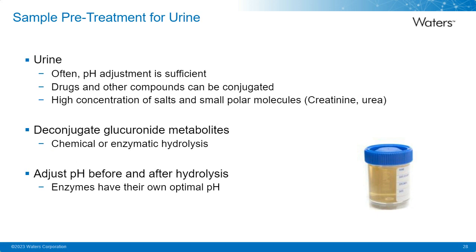When we're looking at urine, drugs and other compounds such as steroids may be conjugated. So we may have to deconjugate those chemically or enzymatically. Urine also has a high concentration of salts and small polar molecules that can create some issues for us. And when we're doing this, of course, we're going to adjust the pH before and after hydrolysis. Many of these enzymes have an optimal pH, and of course, we've talked about pHing our samples appropriately.